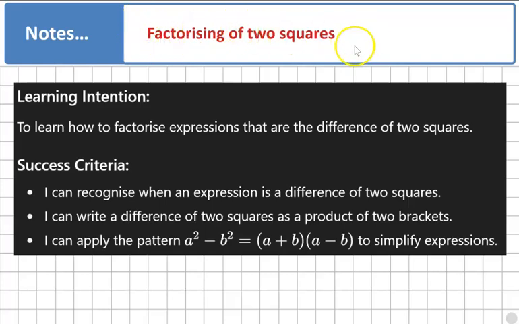Factorizing the difference of two squares. Learning intention: to learn how to factorize expressions that are the difference of two squares. Success criteria: I can recognize when an expression is a difference of two squares. I can write a difference of two squares as a product of two brackets. I can apply the pattern a squared minus b squared equals a plus b times a minus b to simplify expressions.